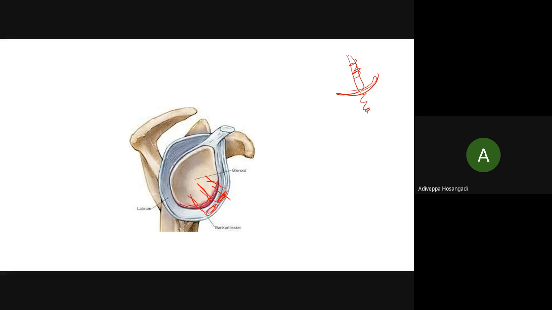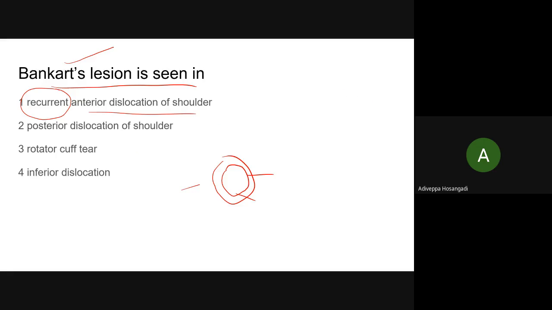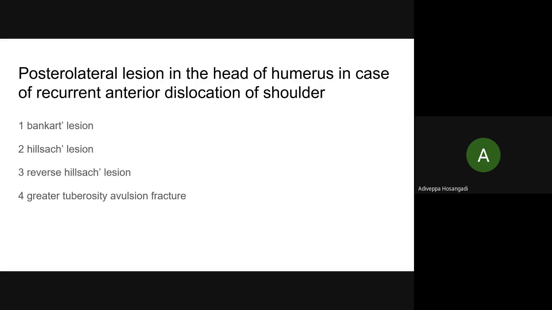More commonly, best is done arthroscopically, but not everybody is trained or facilities are not available. It can be done as open Bankart repair also. Bankart repair is again one of the treatments for recurrent anterior dislocation. Okay, posterolateral lesion of the head of the humerus in case of recurrent dislocation of the shoulder. Yes, Hill-Sachs, quick. Hill-Sachs lesion.